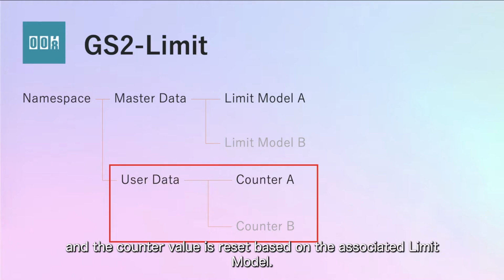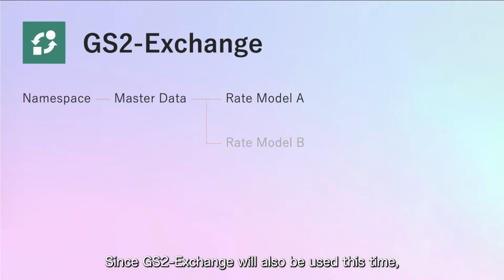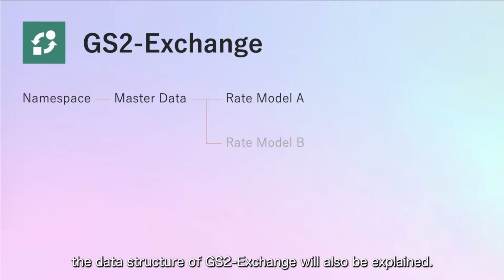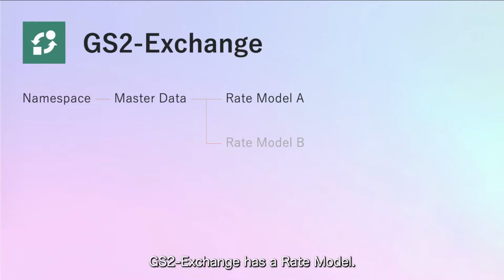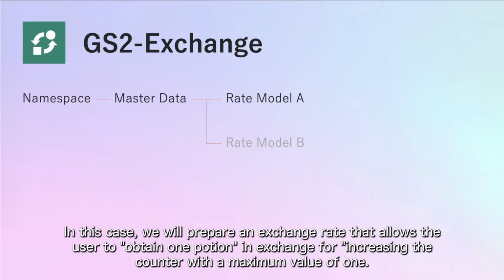the associated limit model. Since GS2 exchange will also be used this time, the data structure of GS2 exchange will also be explained. GS2 exchange has a rate model. The rate model records the exchange rate. In this case, we will prepare an exchange rate that allows the user to obtain 1 potion in exchange for increasing the counter with a maximum value of 1.